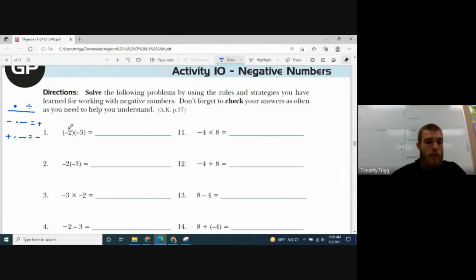So negative 2 times negative 3. Again, when you see parentheses up against each other, that means they're multiplied. So negative 2 times negative 3, you just multiply 2 times 3, that's 6. And let's double check to make sure we have the correct sign. So a negative times a negative, okay, that should give us positive. So it's positive 6.